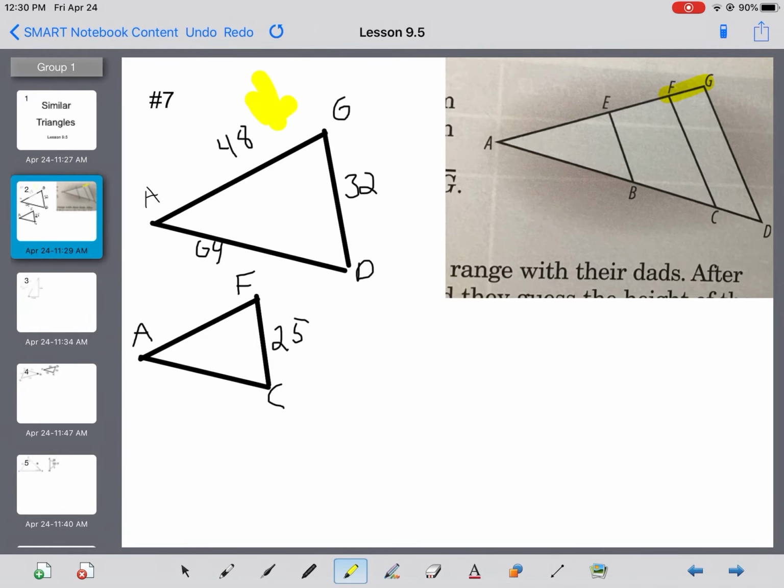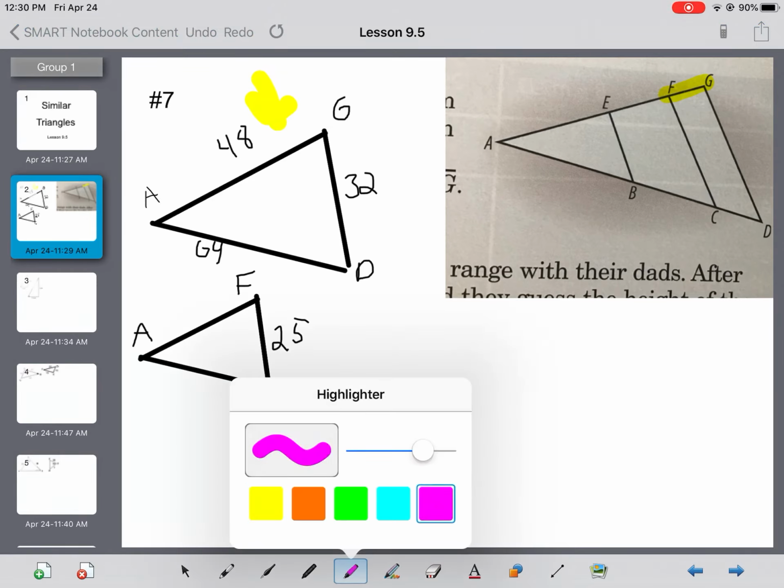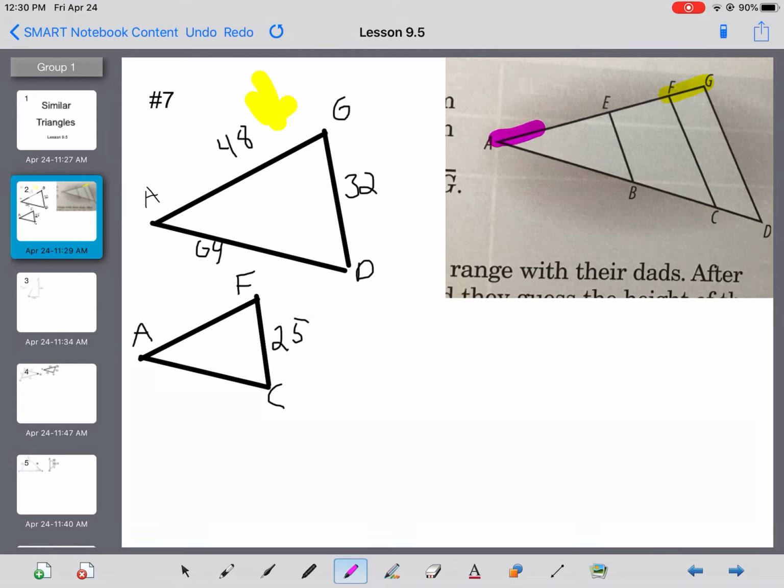So what I've done over here is I've basically drawn, obviously not to scale, the big triangle, AGD, and I've labeled what I know. Based on the information in the textbook, I know about each of the sides and what they measure. Then I took out the smaller triangle, AFC, and I decided that I actually want to find the length of A to F.